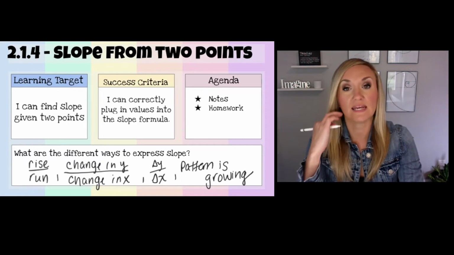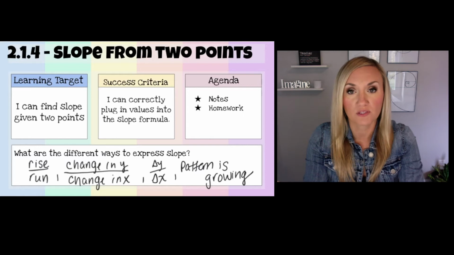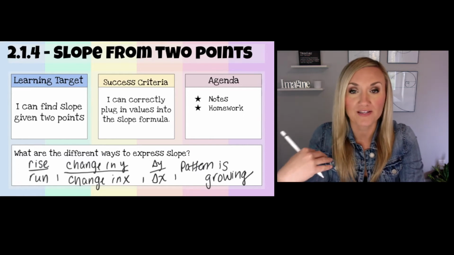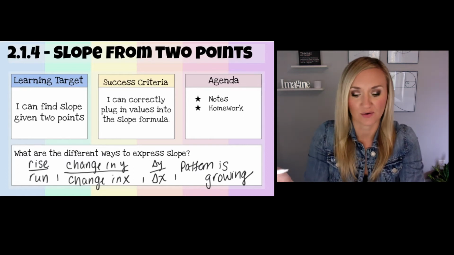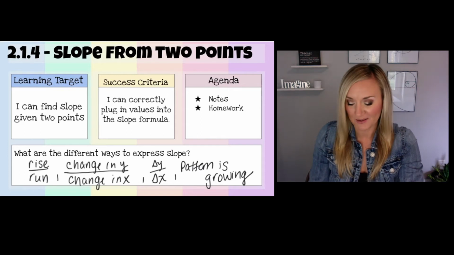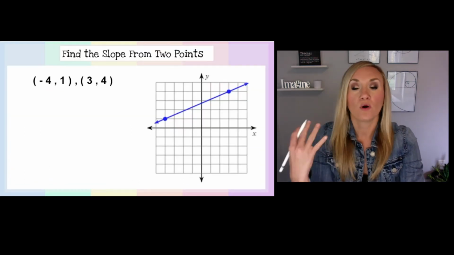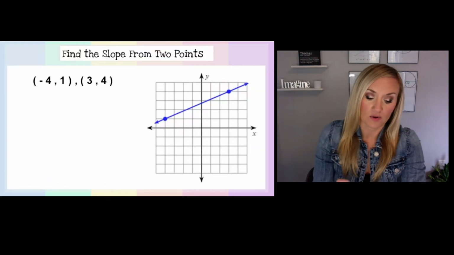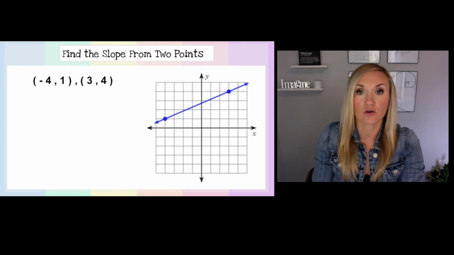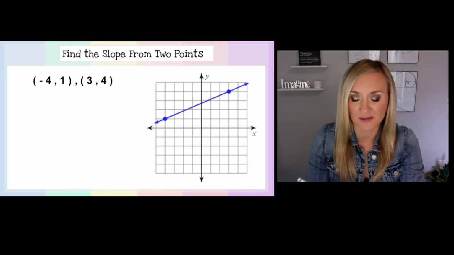Now we're going to take a look at a formula for slope that will help us find the slope if we're not given the graph, and we have 2 points. What you notice right now is that I did give you the graph to start off with. I want to show you something.